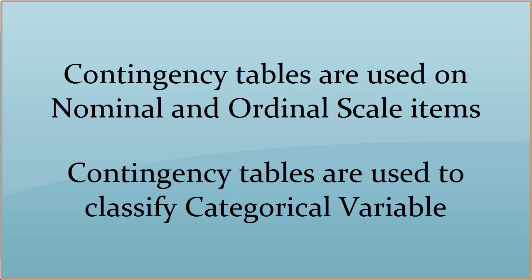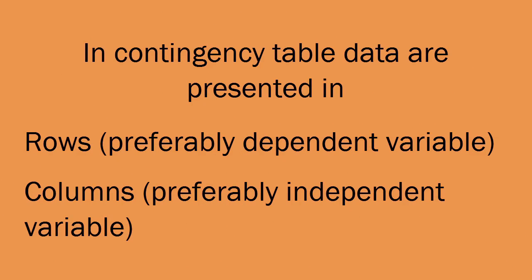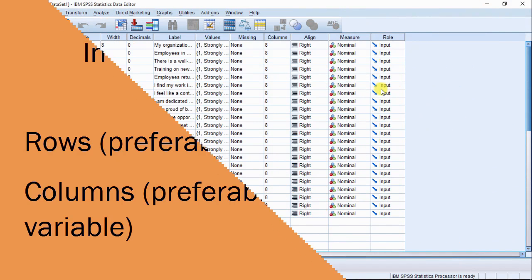The contingency tables are most frequently used on nominal and ordinal scale items. It can also be used to classify the data measured on interval or ratio in accordance to a categorical variable. However, crosstabs need to be used when there are a limited number of categories. In a contingency table, data are presented in two dimensions, that is, rows and columns. The choice of rows and columns is usually decided by the researcher. However, the independent or grouping variable is shown in columns and the dependent variable is shown in rows.